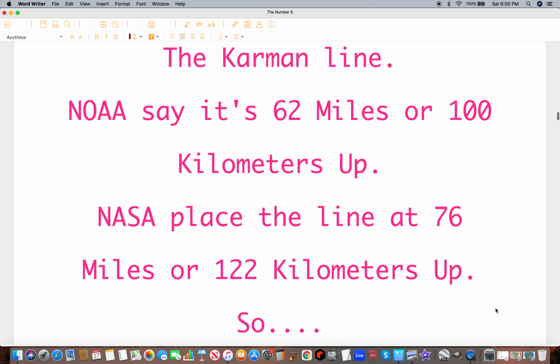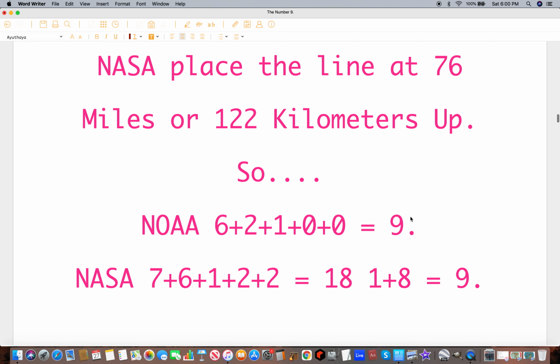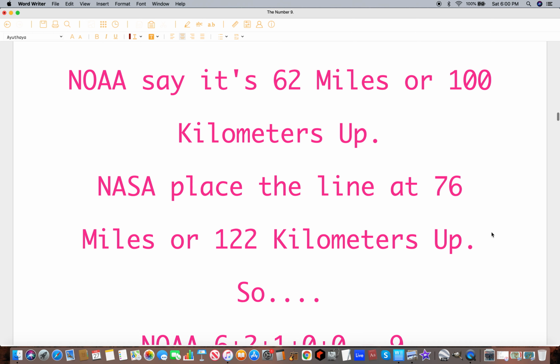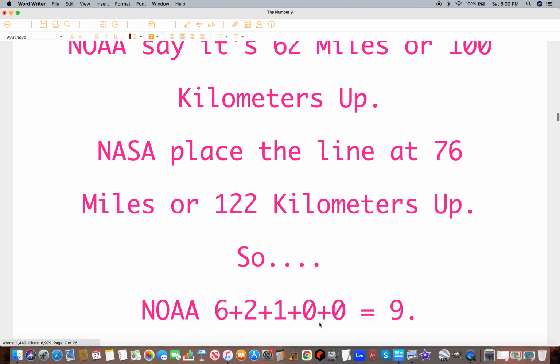Okay, so what we're doing there is adding up the miles and kilometers, right? The miles and the kilometers the NOAA give us, we add them together, they come to 9. And we do the same with the miles and the kilometers that NASA give us, and they come to 18, which comes to 9 again. All these things keep coming to 9. Why is that? Why are all these important things always ending up at 9? The miles and kilometers for both of them come to 9.